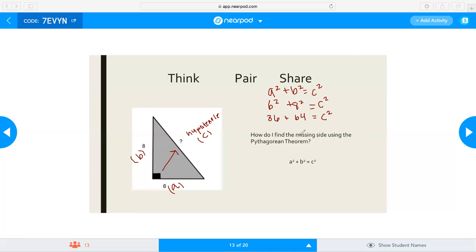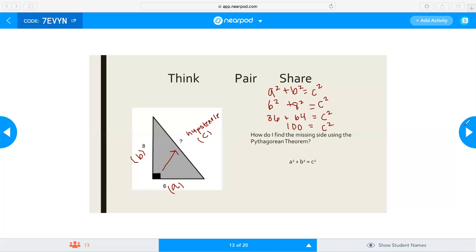Okay, 36 plus 64 is 100. So we know 100 equals C squared. Do you think that's my answer? It says 100 equals C squared, not C, and we're looking for C.